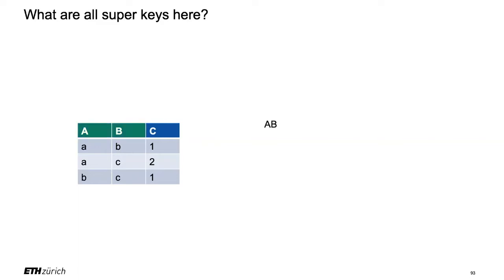Now, A and B together are a super key, right? Who sees that? Okay, very good. Because you see that if you take jointly the value of A and B, then you don't have duplicates anymore. You have AB, you have AC, you have BC. So that's enough to identify the whole tuple. Just look for duplicates. Okay.